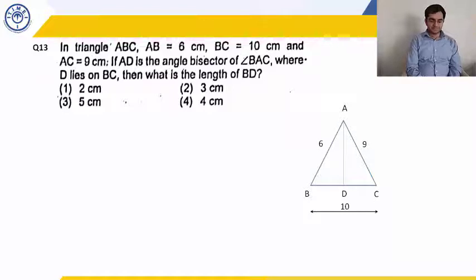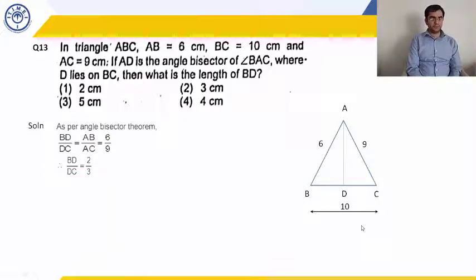Okay, let's solve. Now, the property that is relevant over here is that if AD is an angle bisector, then AB by AC is equal to BD by DC. That is the property that you need to use. AB by AC is equal to BD by DC, which is equal to 6 by 9. So you get BD by DC as 2 by 3, where BC is 10 units.